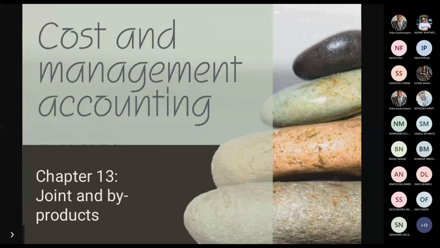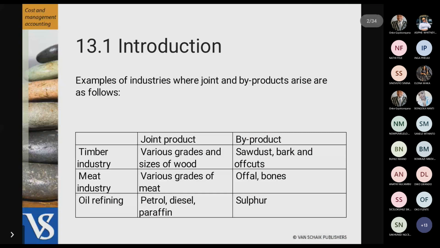But now we come to joint and byproduct. Now the word joint on its own says there is a combination or a link, something that links certain products here. They join, so they match. There's something that combines our products, and we've also got what they call a byproduct. So looking at that introduction, they provide us with examples of industries where joint and byproduct arise.